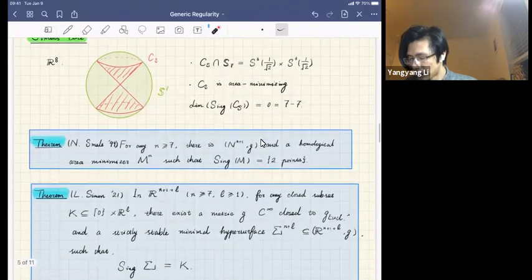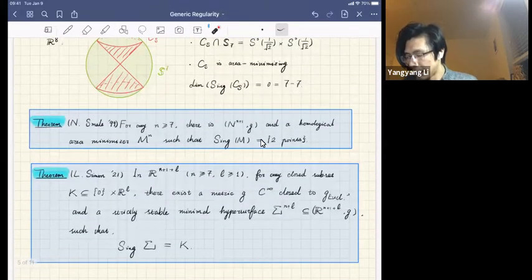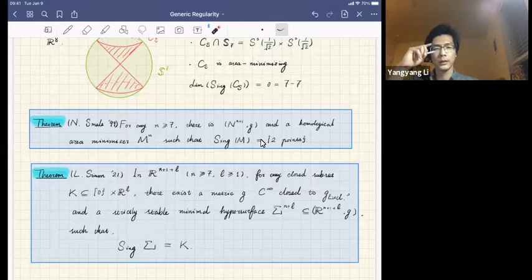Recently, Leon Simon showed that in Euclidean space of dimension n plus 1 plus L, for any closed subset K in the third direction, where n is no less than 7 and L is at least 1, and K is inside {0} cross R^L, one can construct a metric g, C infinity close to the Euclidean metric, and also a strictly stable minimal hypersurface sigma of dimension n plus L inside this Euclidean space with the new C infinity metric, such that the singular set of sigma is exactly the K that we prescribed.